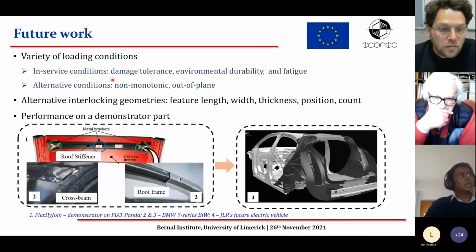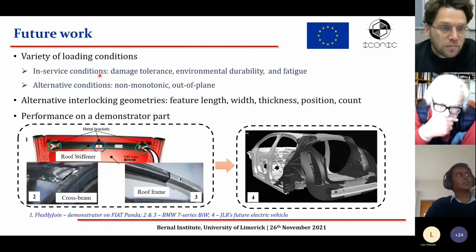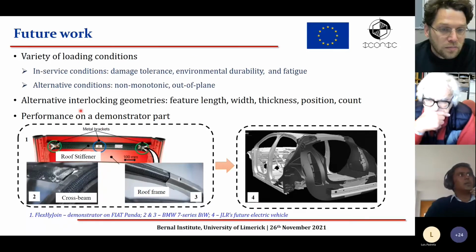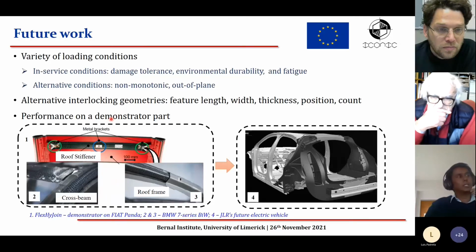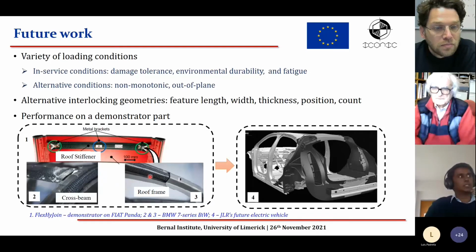Coming to the future work, this technology needs further proving in terms of the different loading conditions that we evaluate the performance for. And we also need to evaluate alternative interlocking geometry in terms of what the interlocking feature width, thickness, length, position, and cones are. And one of the interesting things that we are making some progress on at the minute is to evaluate the performance of such joining technology in demonstrator parts.